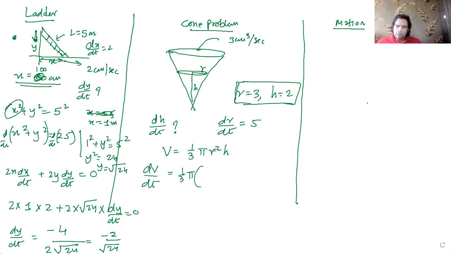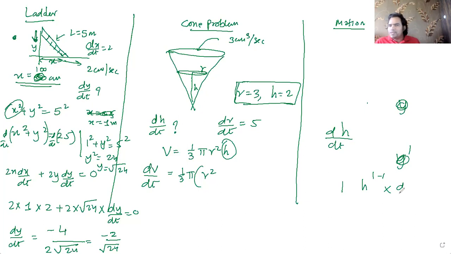Now we'll do radius squared times the derivative of height, plus height times the derivative of radius squared. Now height, if you're differentiating with respect to time, obviously it'll be simply dh by dt. If you don't know how to do this, h raised to 1, so 1 times h raised to 1 minus 1 times dh by dt if you apply the implicit part. So this is very simple. Rate of change of height with respect to time, anybody will say it'll be simply dh by dt.